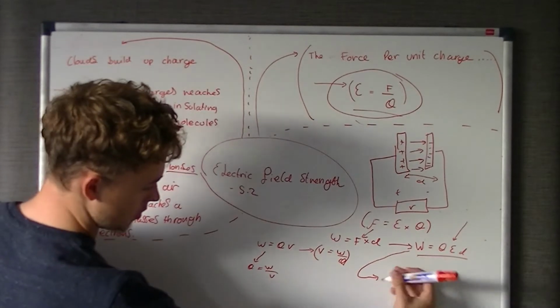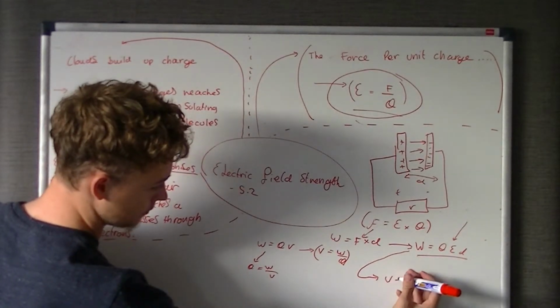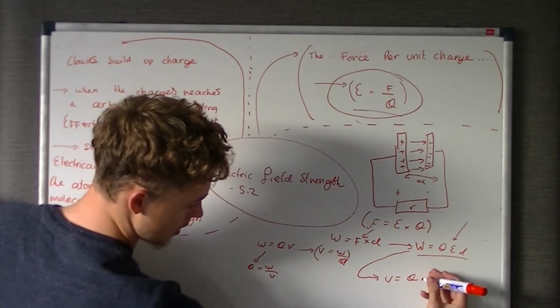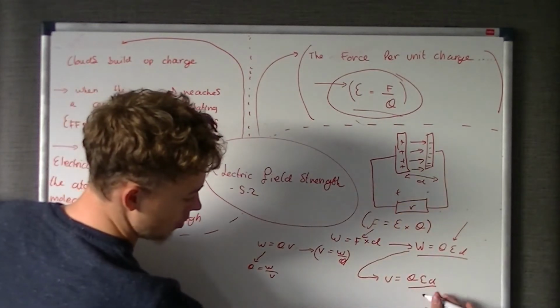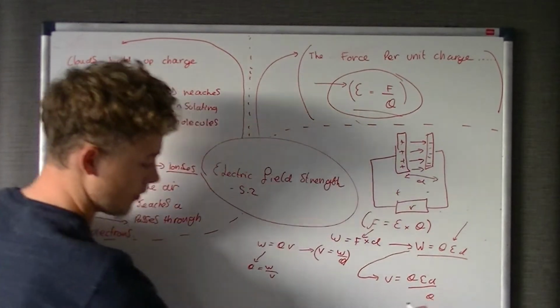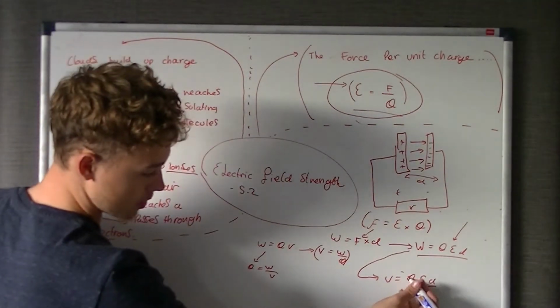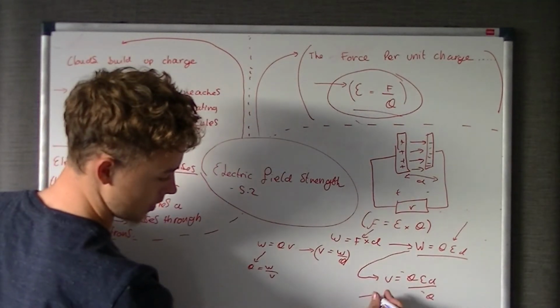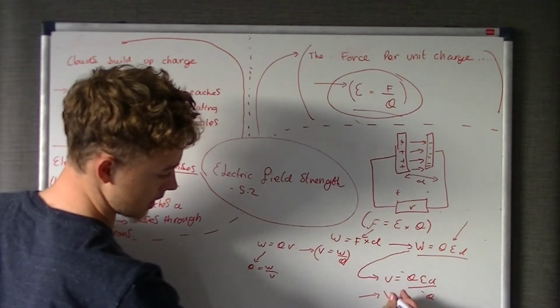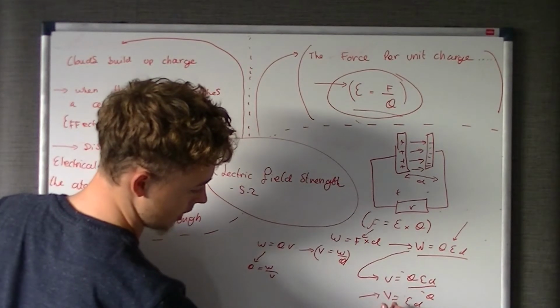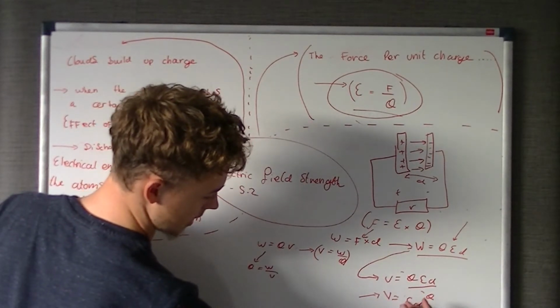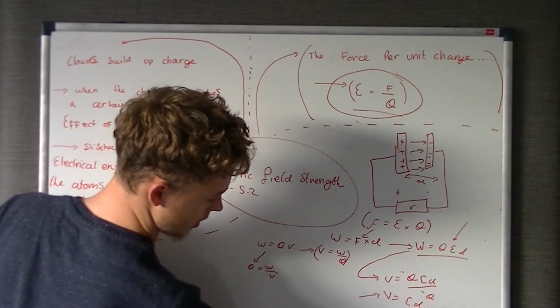So we've got this W, so we don't need to write W, we just need to write V is equal to Q, electrical field strength times the distance between the two plates, over charge. And then obviously the two Q's cancel out here, so what we're left with is the potential difference equals the electrical field strength times D, and we can rearrange this if we wanted to get E, or the electrical field strength, it's V over D.